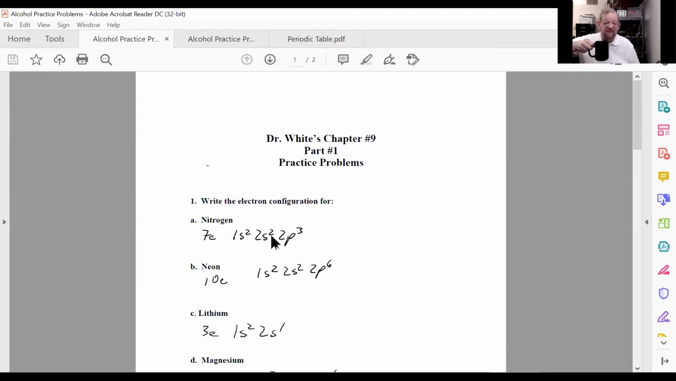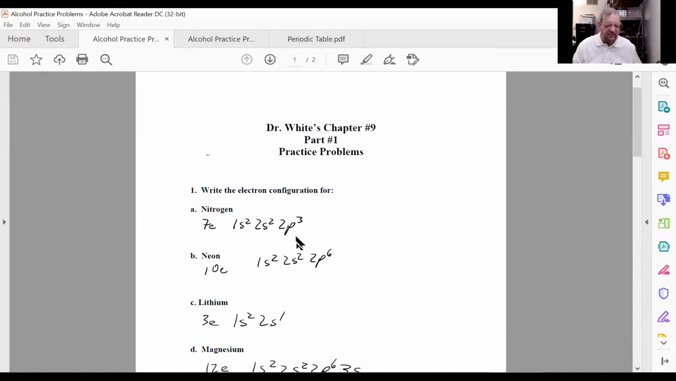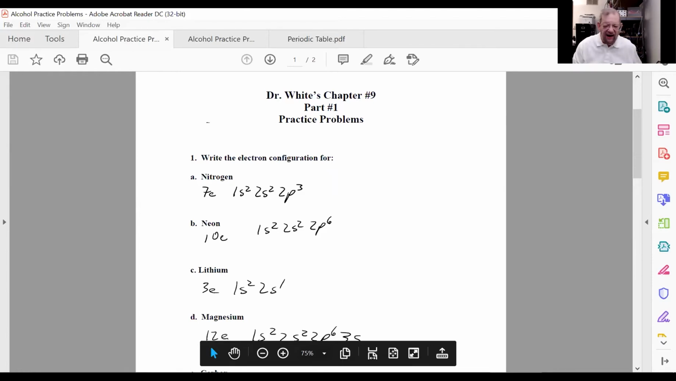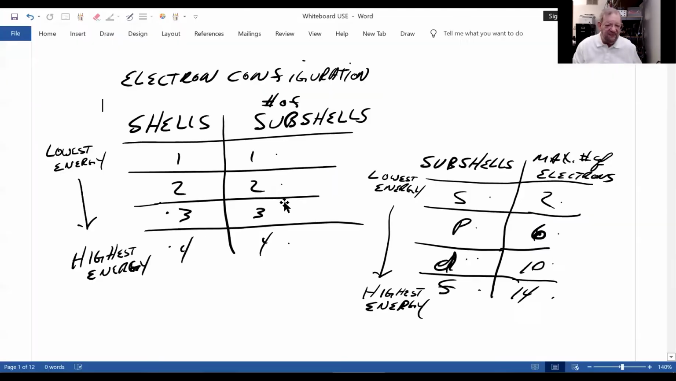Shell 2 can have 2 subshells. The first one is 2s. The second one is 2p. In any p subshell, we can put a maximum of 6 electrons, but we only have 7. 2 plus 2 is 4, 7 minus 4 is 3, we're done. And that's how you do it. And the rest of them are the same way. And with this, why don't you do the electron configuration for magnesium, which has 12 electrons. Your turn.